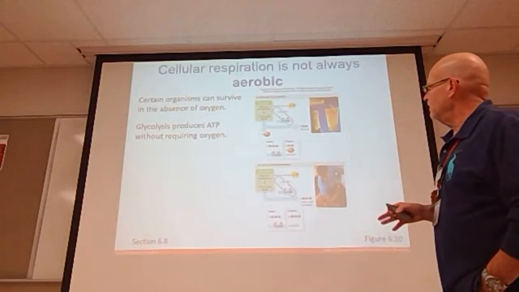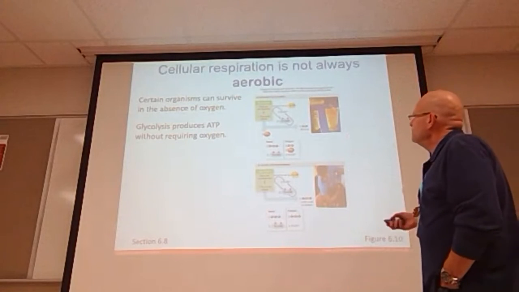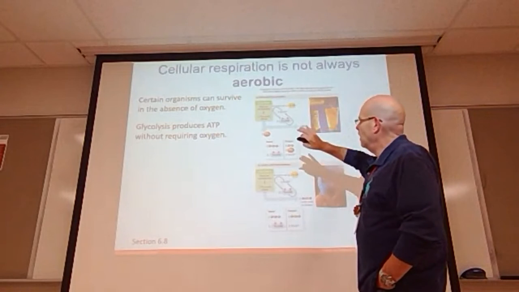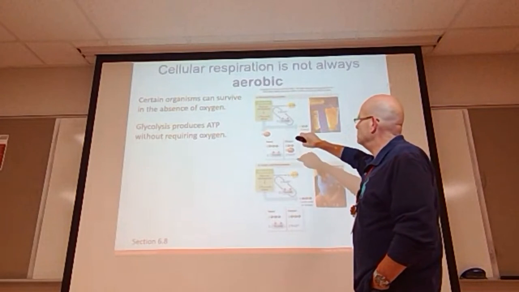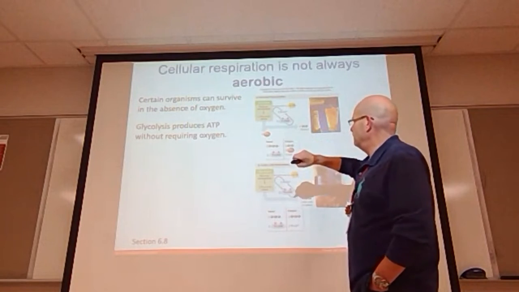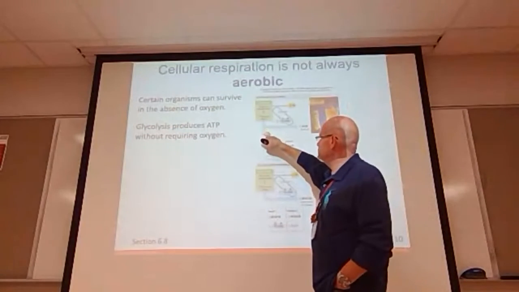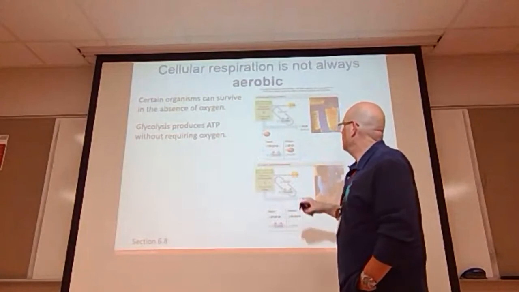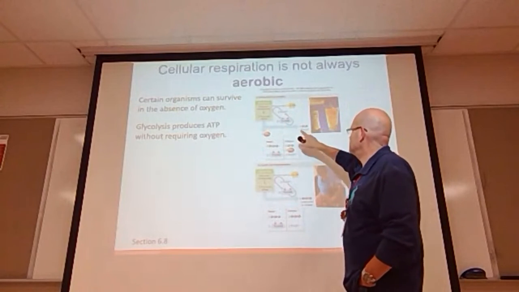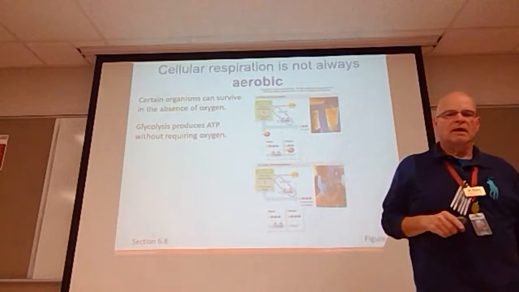Glycolysis produces ATP without requiring oxygen. So we start off with ATP, and we start off with glucose. It undergoes glycolysis. It produces a couple of different products. Produces CO2, and or it will produce, in this particular case, alcoholic fermentation will produce alcohol.